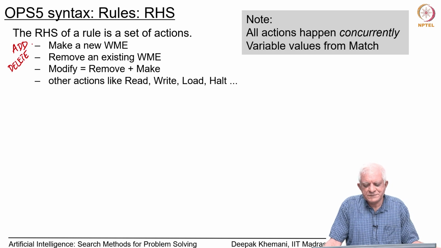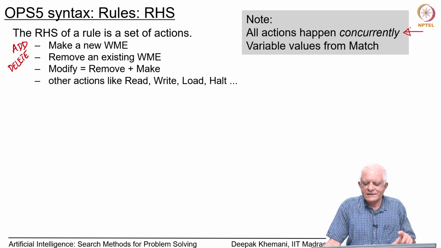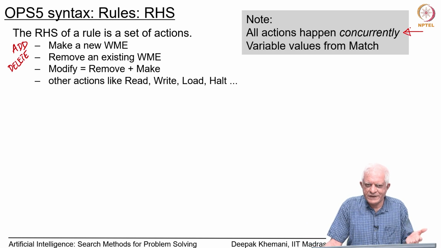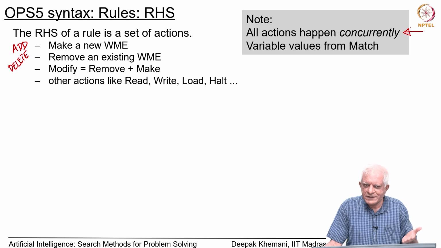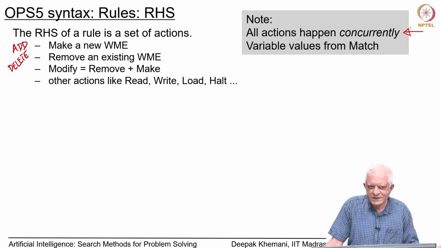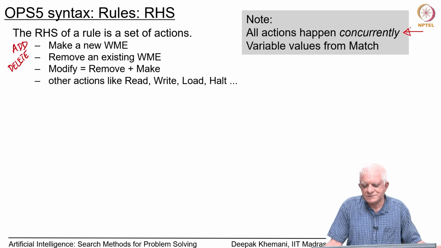One thing to note is that all actions on the right hand side of the rule happen concurrently, which basically means that the variables that we have matched do not change inside the actions, but they will change in the new element that we are adding to the system essentially. So, if you are doing something with a variable, the values that they will have will be the values that were read at match time essentially. So, variable values are from match essentially.